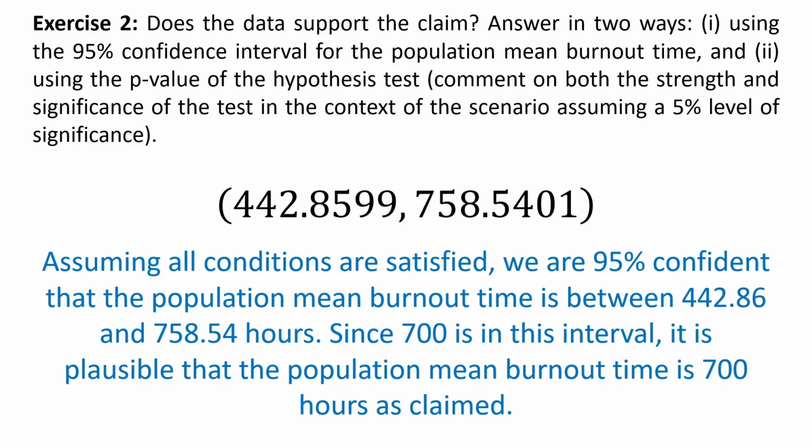So assuming all conditions are satisfied, we are 95% confident that the population mean burnout time is between 442.86 and 758.54 hours. Since 700 is in this interval, it is plausible that the population mean burnout time is 700 hours as was claimed. So the confidence interval provides evidence that supports the claim that the population mean burnout time is 700.